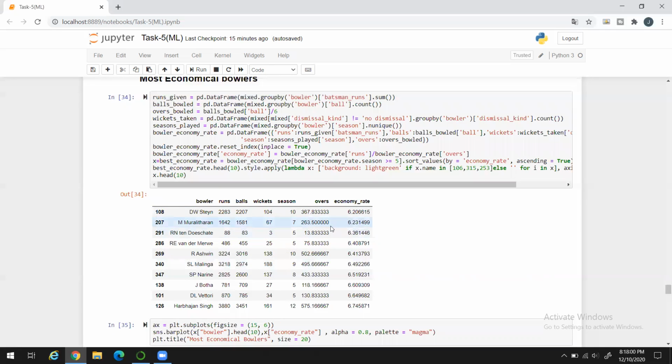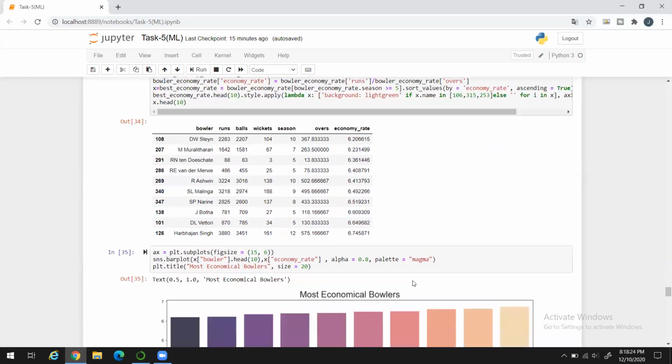Then Muralidharan is also a best bowler with a very low economy rate, but he has played only 7 seasons. The only bowler to bowl all seasons and have a better economy rate is Harbhajan Singh. You can observe that 12 seasons and a 6.74 economy rate, and he didn't play 2020. So even he did play all the seasons of IPL.